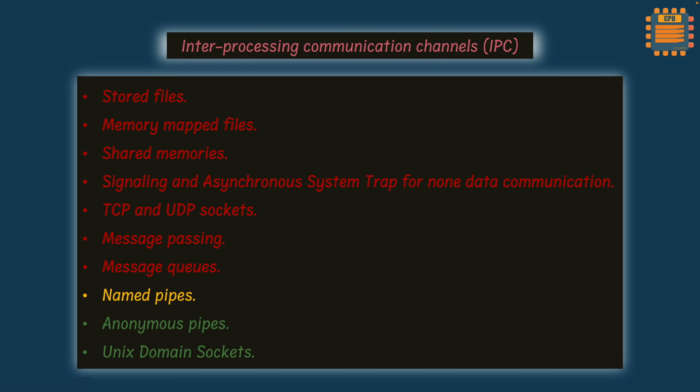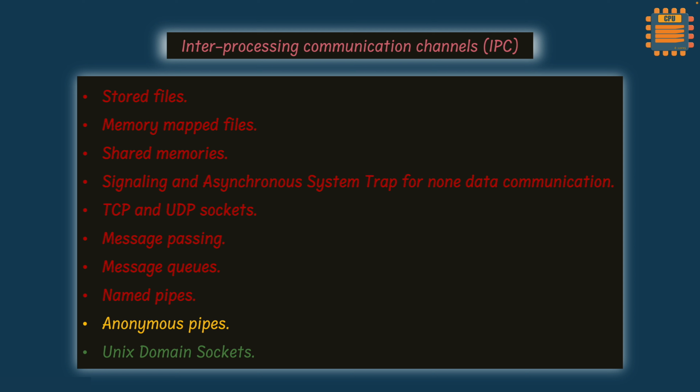Messages passed through named pipes are written using first-in, first-out concept. This type of IPC channel is suitable for communication between unrelated processes on the same system when a persistent communication channel is needed. Number 9, anonymous pipes.